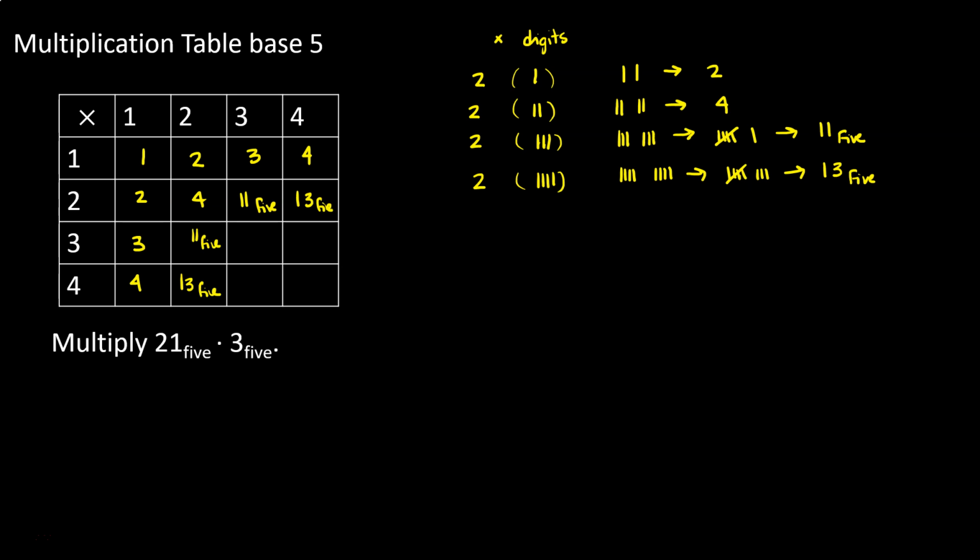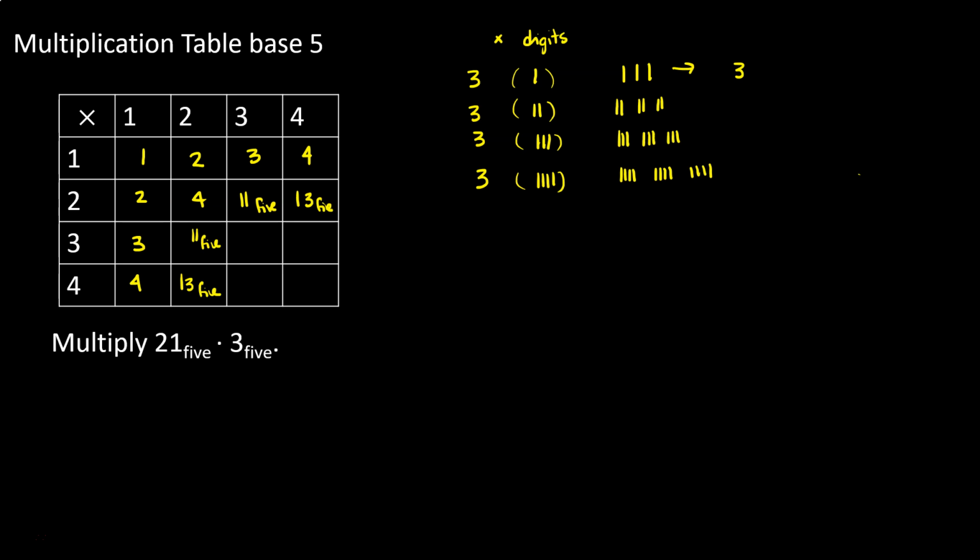Next, we'll look at 3 times each of these. If I were doing 3, I would triple each one of these tally mark pictures. So instead of just having 2 of each, I would have 3 of each. And then we'll rewrite these in base 5.